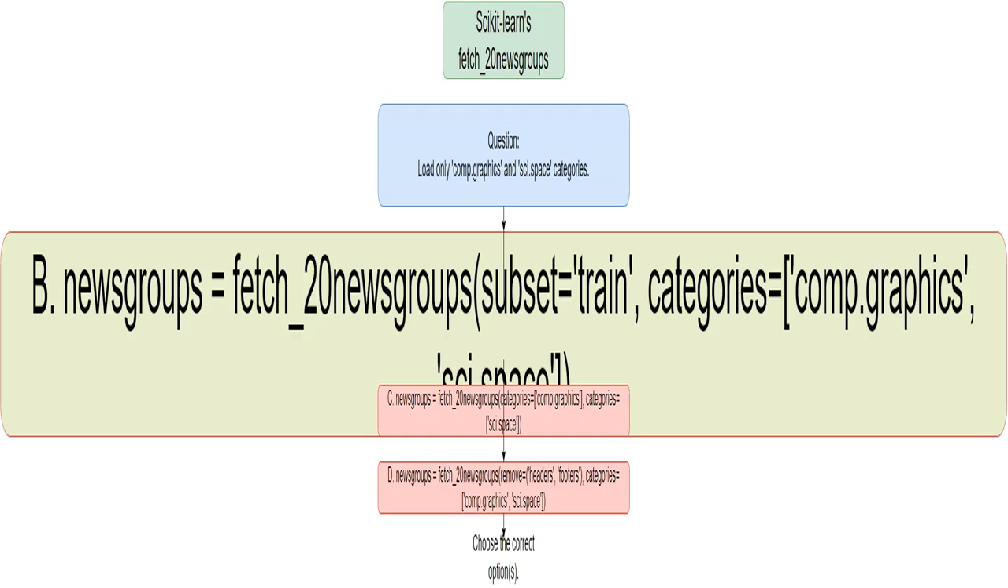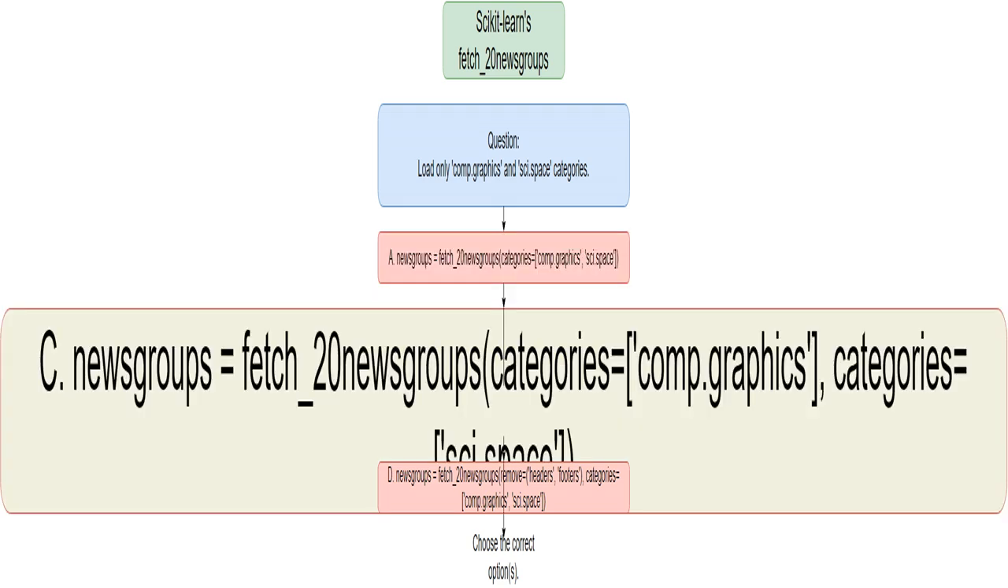This also works. It does the same as option A, but also adds a subset parameter set to train. This means I'll only get the training part of the dataset. While the question didn't explicitly ask for this, it's still a correct way to get just those categories. This one is incorrect. I'm mistakenly using the categories parameter twice.